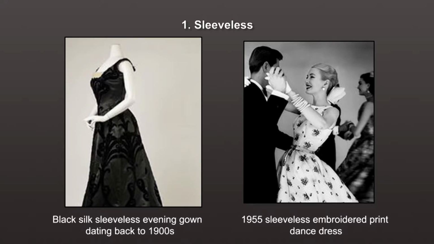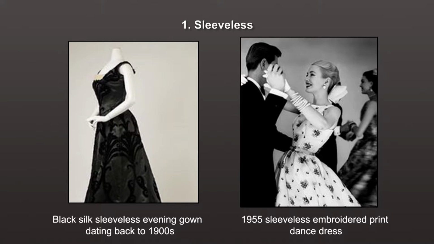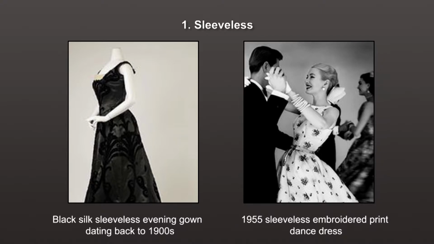We are seeing a black silk sleeveless evening gown dating back to the 1900s. On the right is a picture of Catherine McManus, who was then the editor of Vogue. It dates back to 1955. We can see Catherine McManus in a sleeveless embroidered printed dance dress.